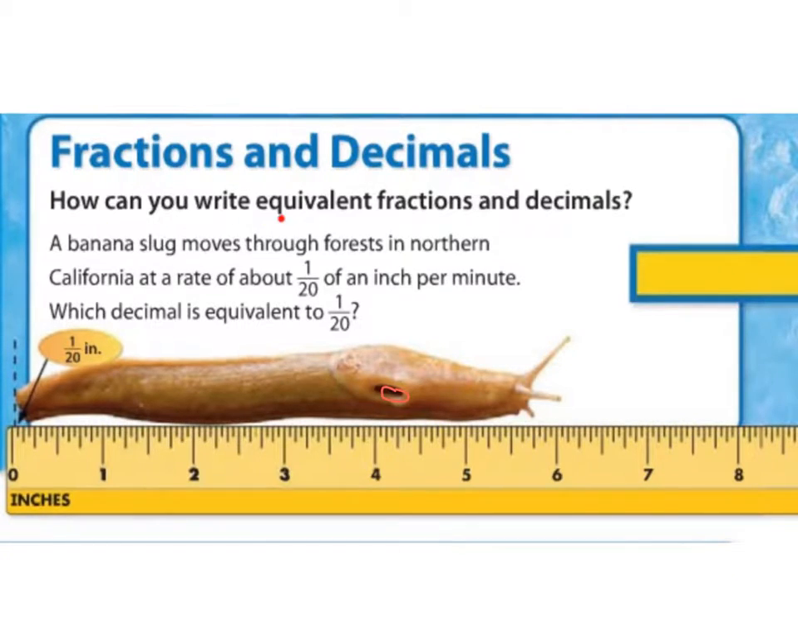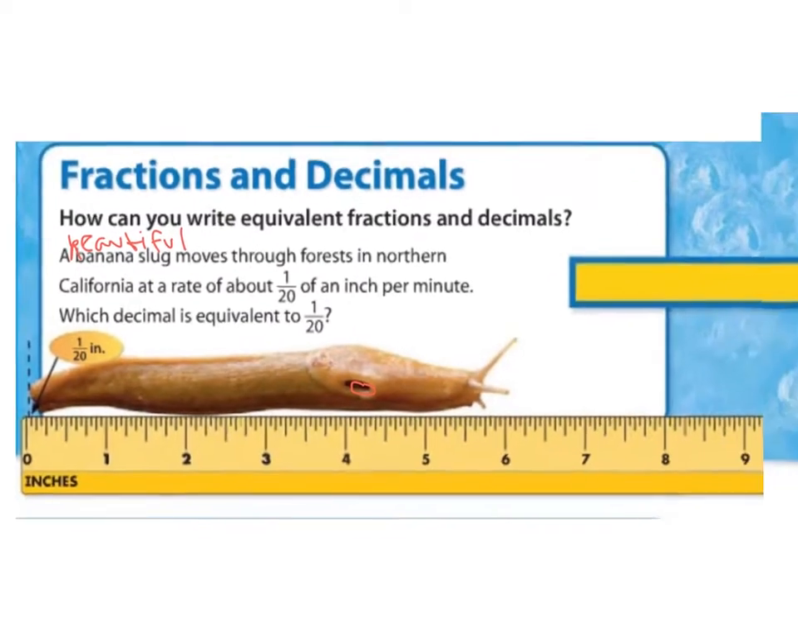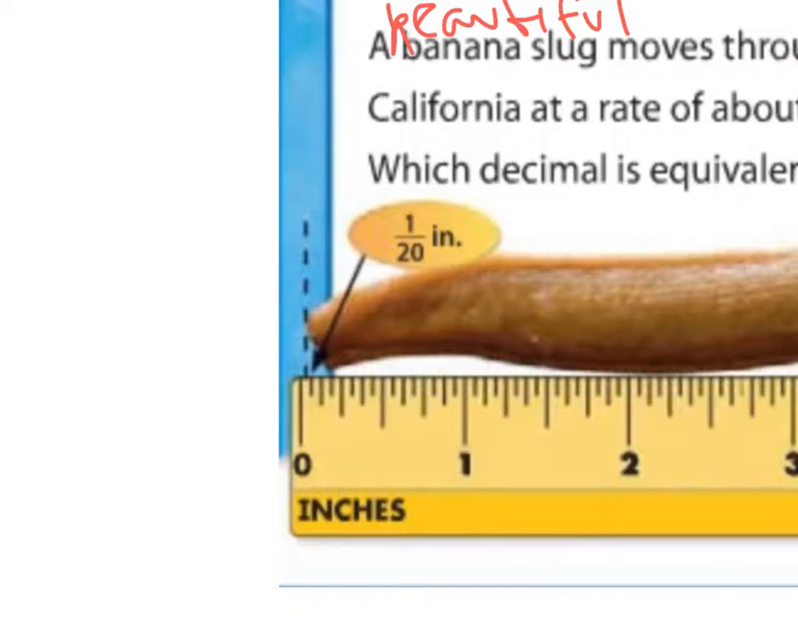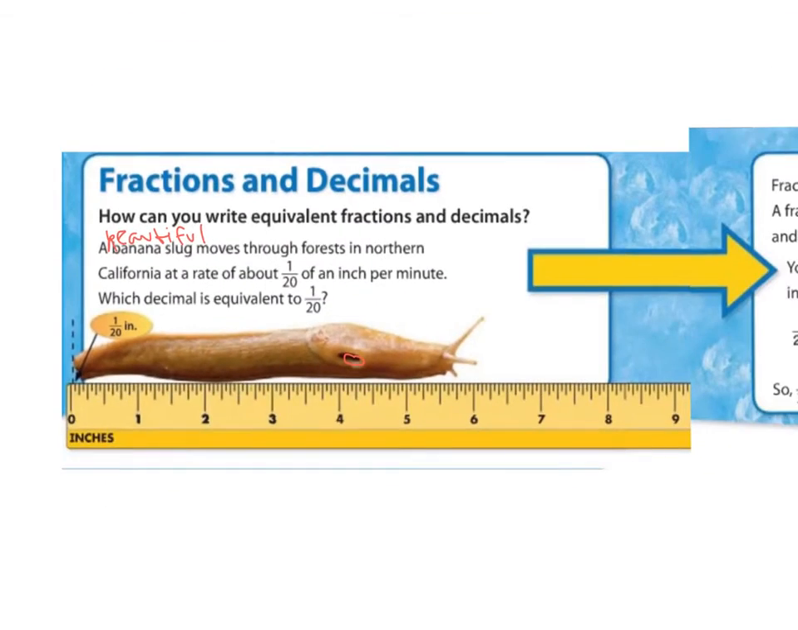How can you write equivalent fractions and decimals? Alright, I edited our sentence here to say a beautiful banana slug moves through forests in Northern California at a rate of about 1/20th of an inch per minute. That is not much. Which decimal is equivalent to 1/20th? Let's see how small 1/20th of an inch is. That is super tiny, not even 1/10 of an inch, less than that.